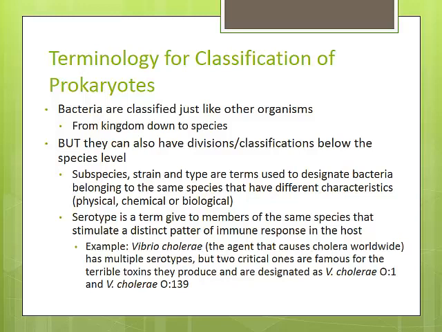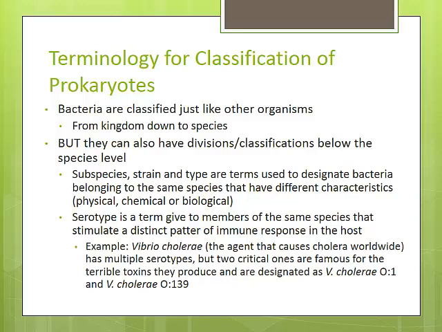So they are the same species, but there's something a little bit different about them, either physically or chemically or biologically, that causes them to be called a subspecies or a strain or a type. Serotype is a term given to members of the same species that stimulate a distinct pattern of immune response in the host. For example, Vibrio cholerae is an agent that causes cholera worldwide. You might not know about cholera yet, but you will find out more about it this semester. This organism has multiple serotypes, meaning that within this one particular species, there are several different types of the organism that cause different immune responses in the host.